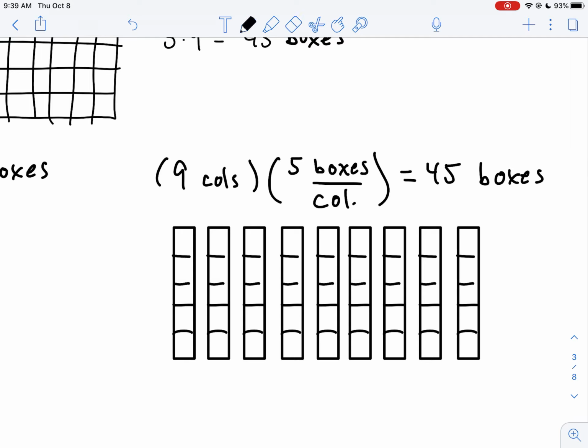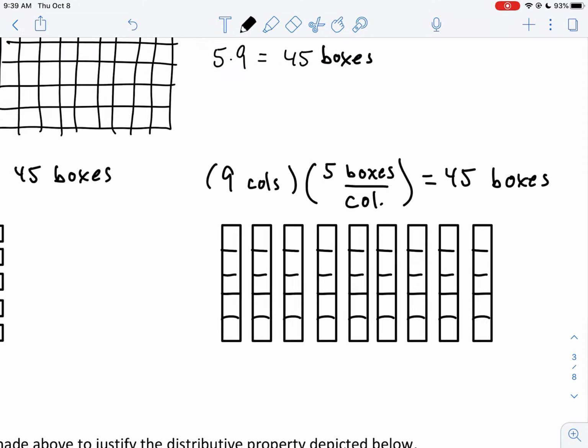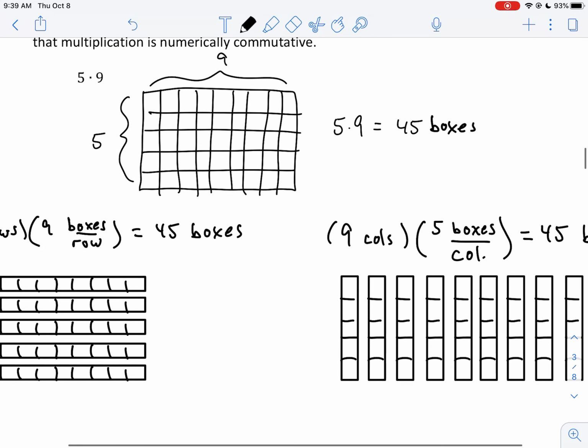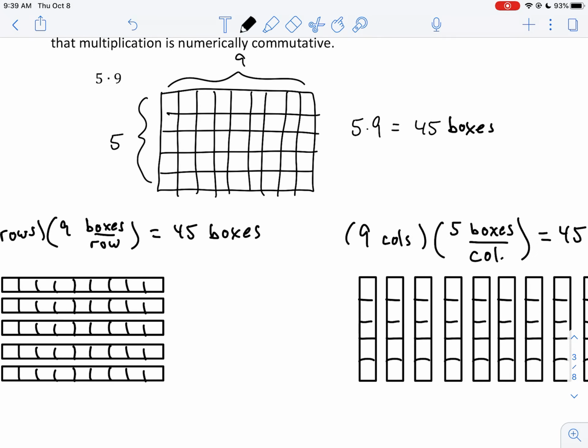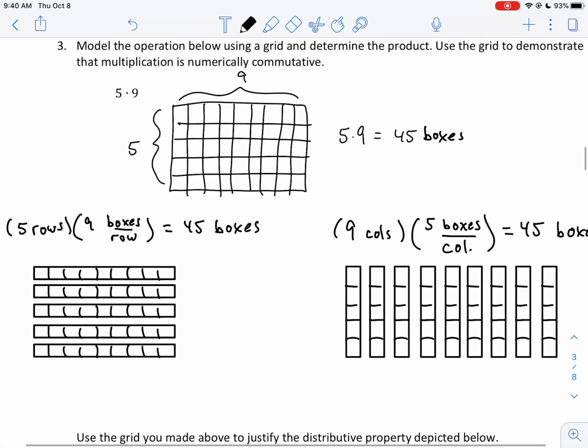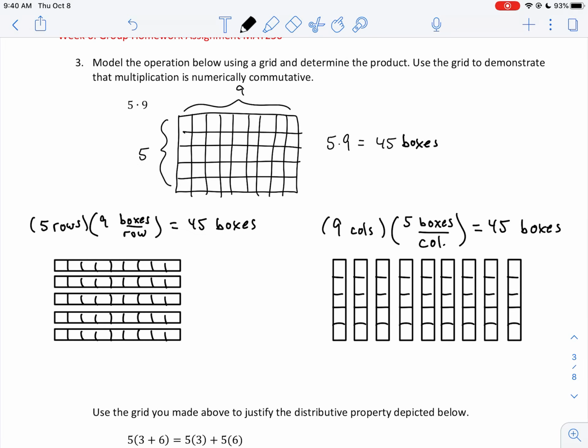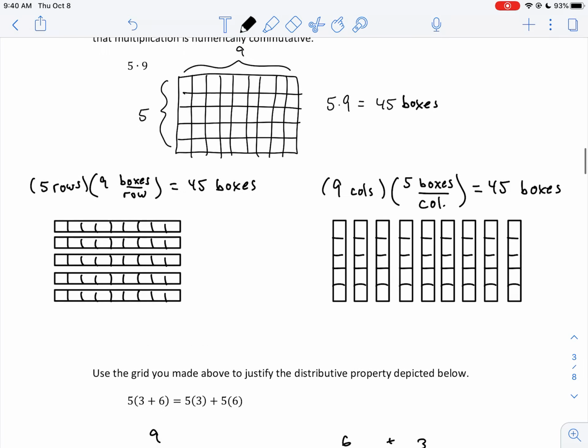But if you flip that around and split the grid apart into columns, you can see that we have 9 copies of something. And so each column is a copy. We have 9 columns times 5 boxes per column. That also gives us 45 boxes. So the grid is a really nice way: you can pull the grid apart by columns or by rows, and it just shows that numerically, 9 copies of 5 versus 5 copies of 9 yields the same result. This is the same grid that we're starting with.